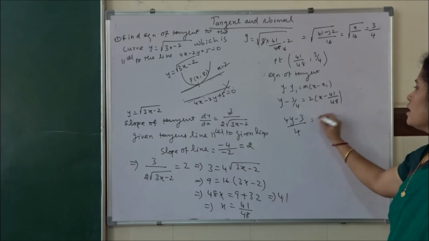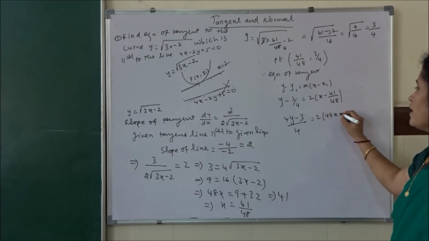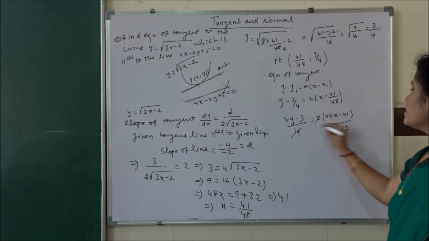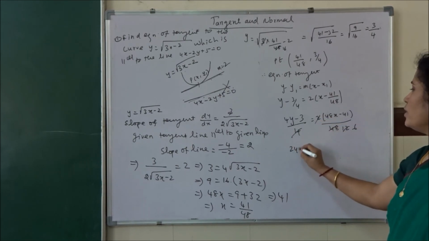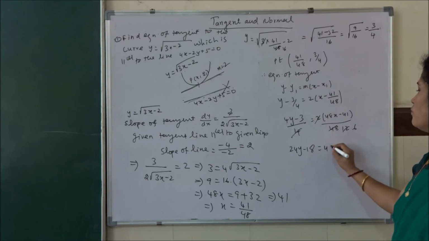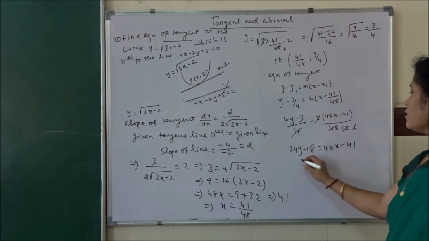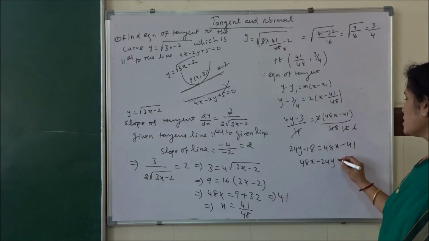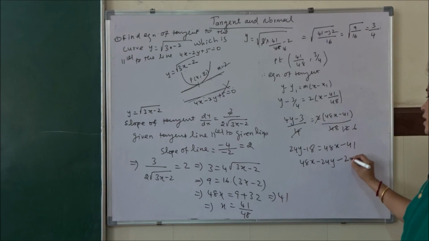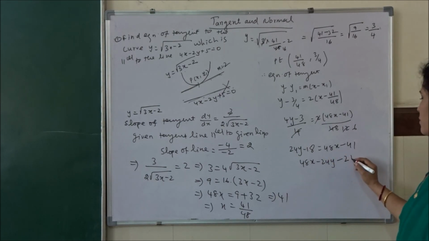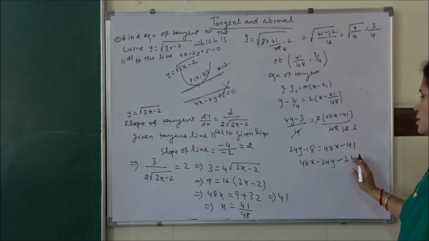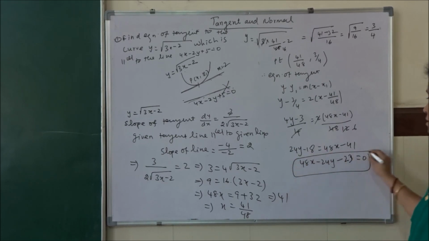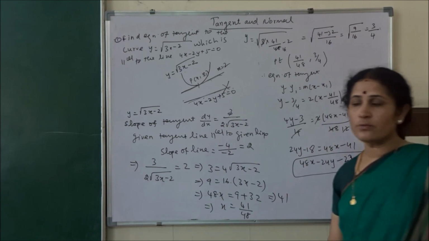That is 4y minus 3 over 4 equal to 2 into (48x minus 41) the whole upon 48, it will cancel by 12. Now this also cancels by 6. Then 24y minus 18 is equal to 48x minus 41, or otherwise 48x minus 24y, now this comes to this side, minus 23 equal to 0. Am I correct?